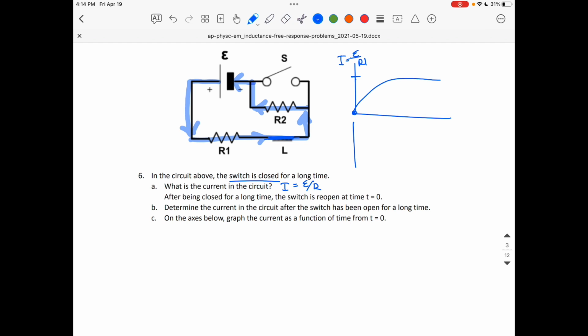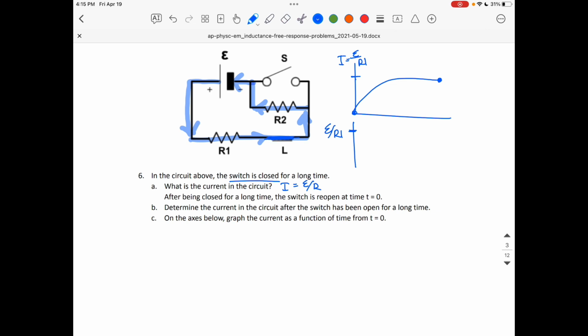We're going to draw the graph for this. But the current initially is going to be the current it ended at when the switch was closed. So that's going to be the starting state. We're going to draw the graph for part C, so I'm not going to do that now. But we now want to determine the current in the circuit after the switch is open for a long time.